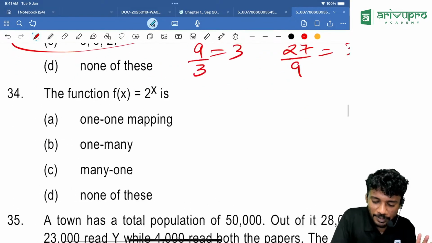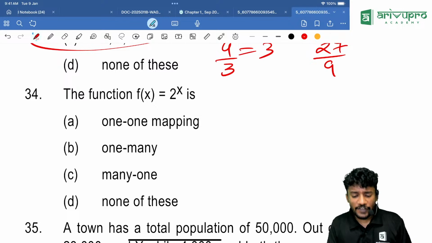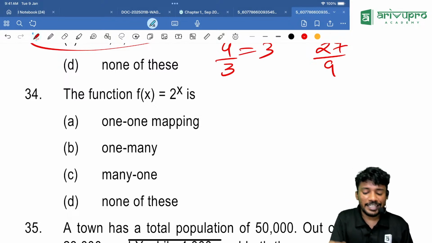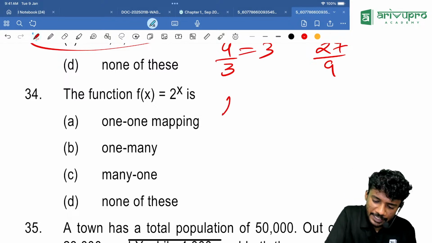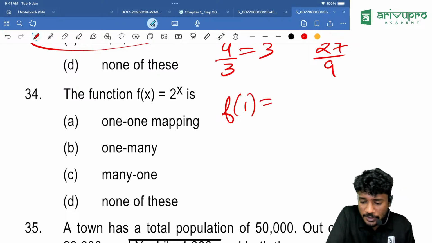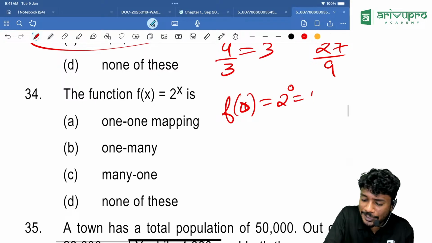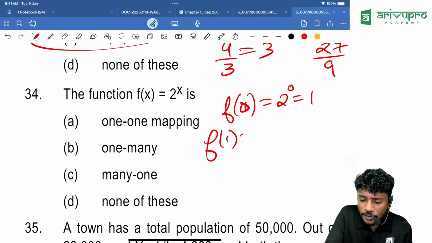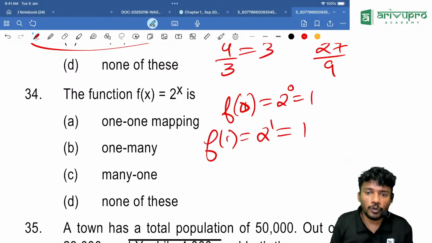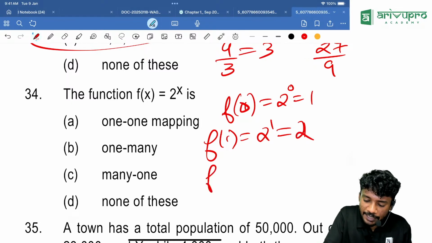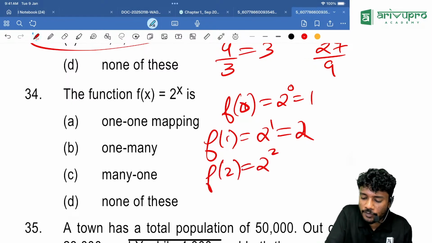Next one. A function f of x is equal to 2 raised to x. Then what is happening? F of 1 is how much? Sorry, f of 0 is how much? I will start with 0. 2 raised to 0, which is equal to 1. F of 1 is how much? 2 raised to 1, which is equal to 2. Then f of 2 is how much? 2 squared, which is equal to 4. F of 3 is how much?